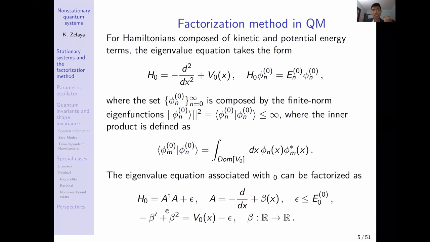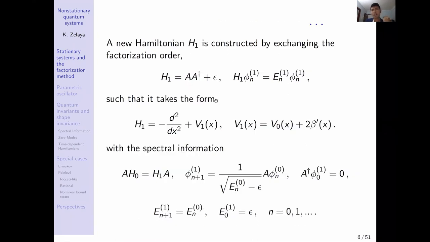Remember, initially the factorization is A dagger A, and in this case, it's A A dagger. By doing so, and after doing some calculations, we realize that the new Hamiltonian defines a new potential, which is given by this. It's the initial potential plus the derivative of beta. So if we solve the Riccati equation, we get this deformation, we get the new potential, and also the eigenvalue equation related to the new Hamiltonian H1 is completely defined by this set of relations. These are called intertwining relationships. And the new eigenfunctions are just mappings of the solutions for the initial Hamiltonian given by the same factorization operators.